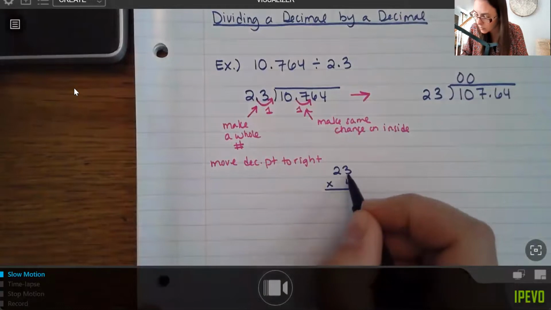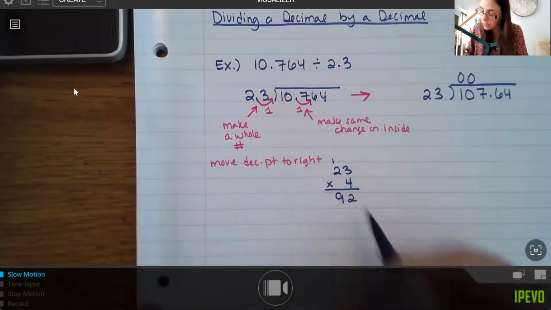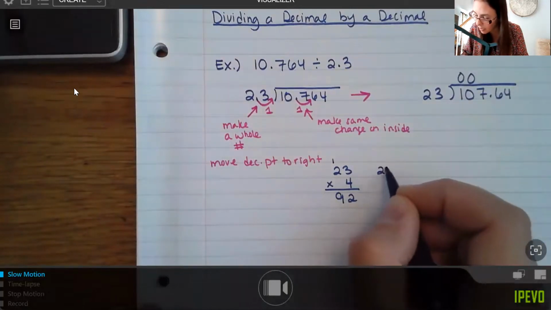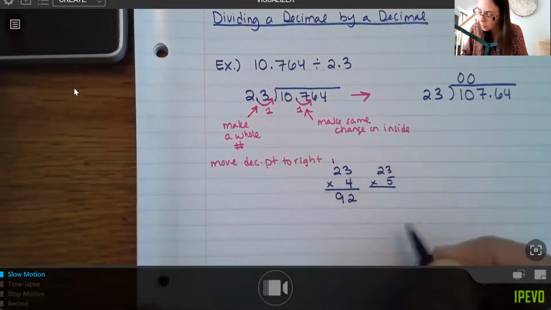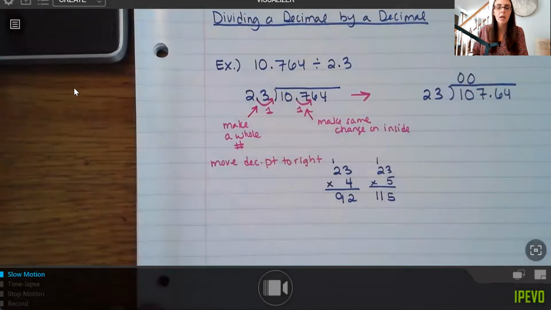So 4 times 3 is 12. Carry the 1, and then here I have 8 plus 1 is 9. So I have 92. That seems a little low. Let me try times 5. So 5 times 3 is 15. Carry the 1. Here I have 10 plus 1 is 11. So that's actually too big. So I'm going to use 4 here.